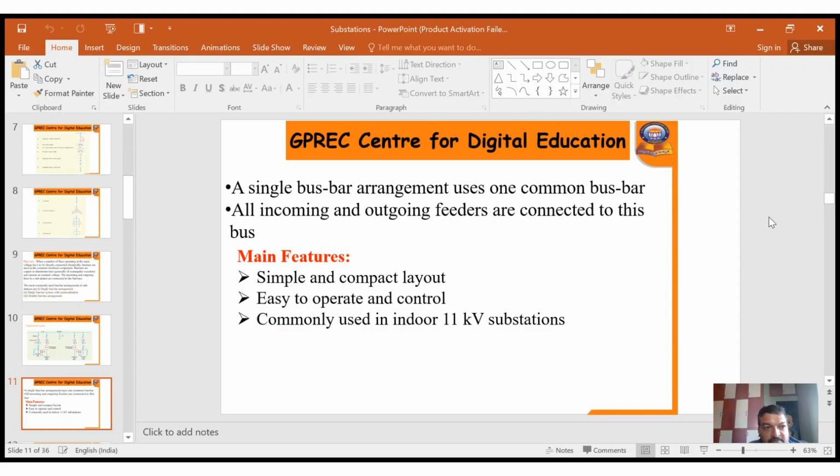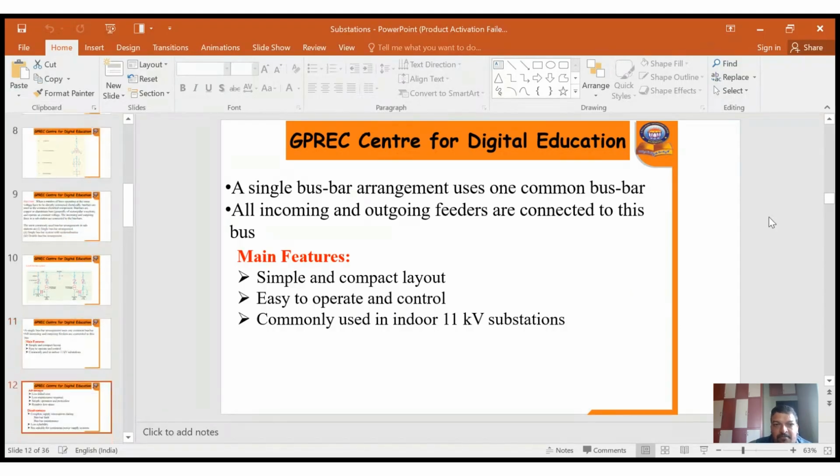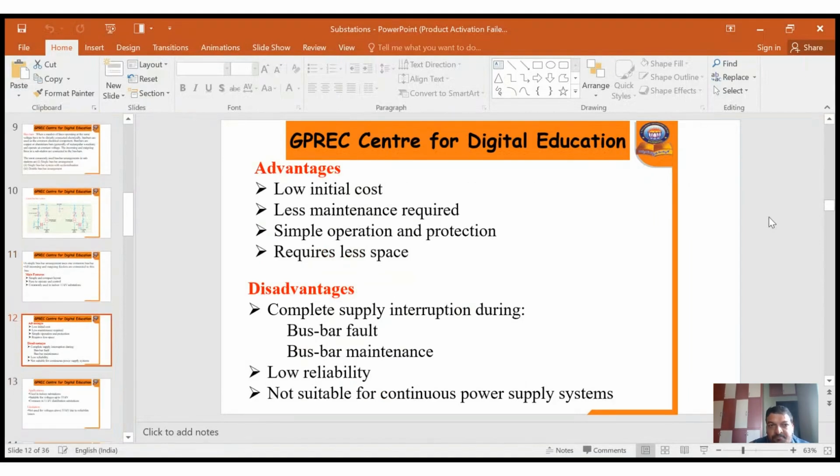The main features of single bus bar system are that it is a simple and compact layout. It is easy to operate, commonly used for indoor substations up to 11 kV. Coming to advantages, it has low initial cost. It requires very little maintenance, it is very simple to operate, and it is also economical for protection. It requires less space.